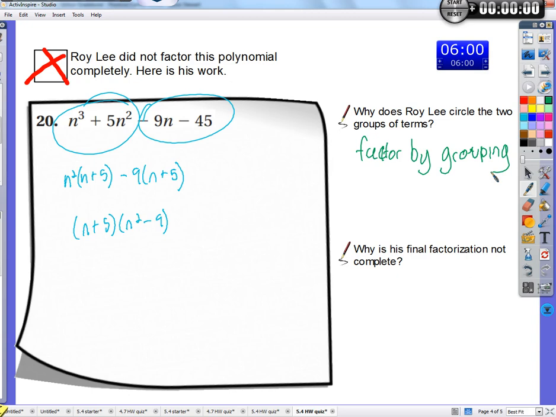So all that looks good. You factor out the n squared and the -9, you got n plus 5 and n plus 5. That's good. And then he goes to factor it out, but he hasn't done it completely. Why not? Because n squared minus 9 can be factored more. What do we call that? It's got a special name. It's a difference of squares. So we can factor it as a difference of squares.